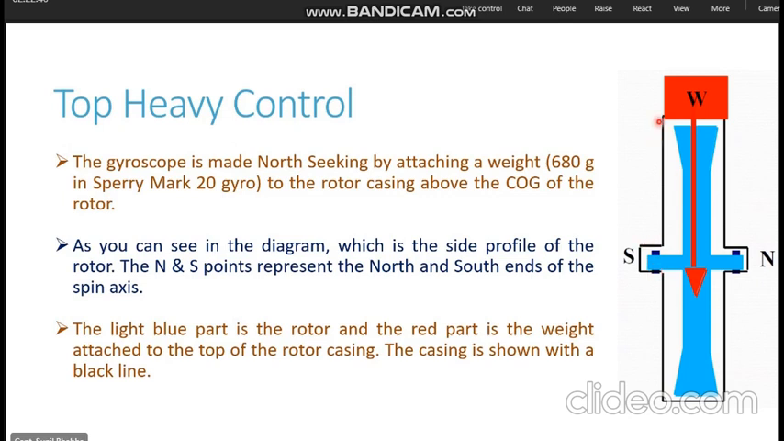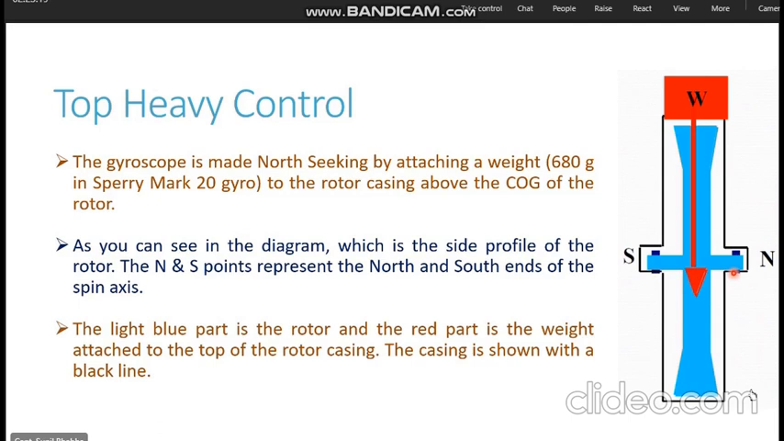The casing, black color casing which you see in the diagram, is not free to spin. Only the rotor and spin axis inside the casing is free to spin. So the casing does not spin at all. However, the casing is free to tilt up and down. The casing is also free to drift east and west. Only freedom which is not available to the casing is the freedom to spin, and that freedom is provided to the rotor and spin axis through these dark blue ball bearings fitted at north and south ends of the spin axis.